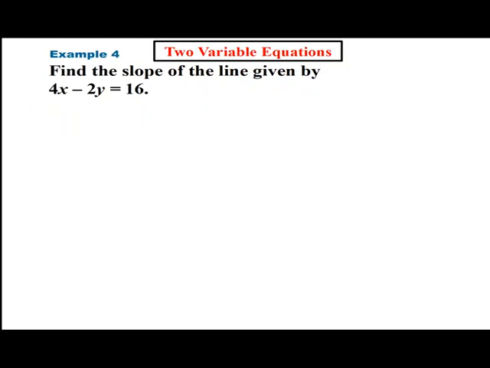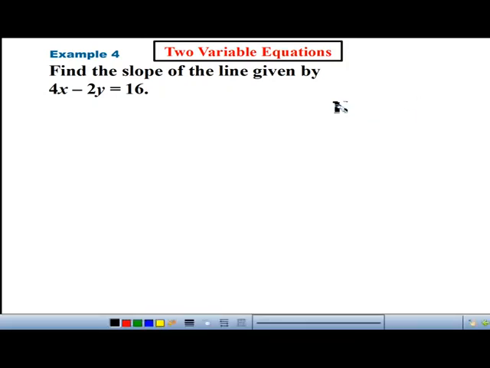So what if I gave you example 4? Find the slope of the line given 4x minus 2y equals 16. Copy that. We have this example and one more from a graph, and then we'll finish off. Once again, it says find the slope of the line given by 4x minus 2y equals 16.